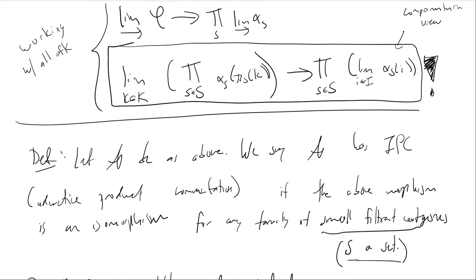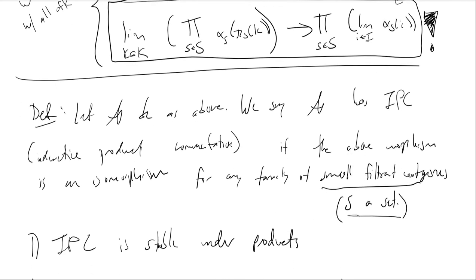So a couple of remarks. Remark one is that this IPC property is stable under taking products. What I mean by this is that if I have a bunch of categories all with the IPC property, I take their product, then the resulting category also has the IPC property. And this is pretty easy to see. I just look at my definition. My definition involves taking a product over a bunch of sets. It doesn't really matter what that set is. So if I product more things together, then everything is the same and life is good.